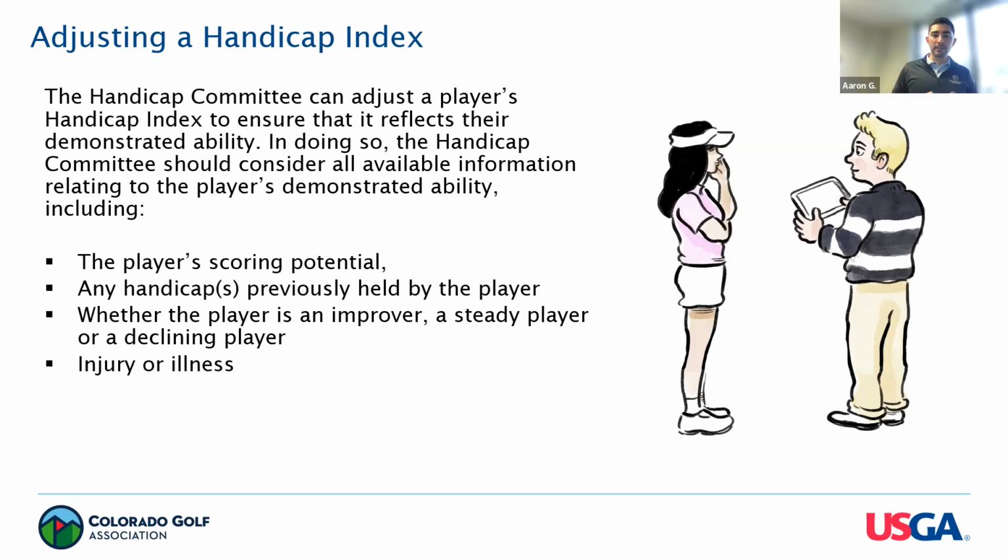And so the handicap committee should consider all available information relating to a player's demonstrated ability before they make any decision. What I'm referring to is the player's scoring potential, any handicap the player has previously held, and if the player had 2 handicap indexes, we want to get those merged, but you also want to make sure that the 2 handicap indexes the player had are the same. And if not, you should see how different they are and why before we get those merged. Whether the player is an improver, a steady player, or a declining player due to injury or illness. Okay, so all those aspects should be considered before making a handicap index adjustment.